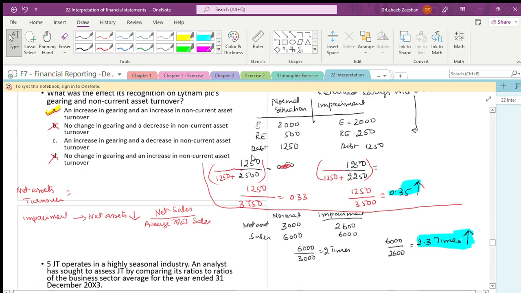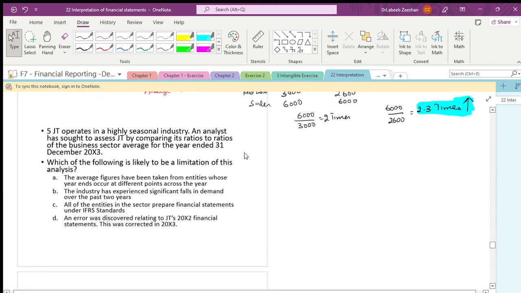Okay. Next. Operates in a highly seasonal industry. An analyst has sought to assess JT by comparing its ratio to ratios of the business sector average for the year ended 31st December 2003. Which of the following is likely to be a limitation of this ratio analysis? See what they are saying.